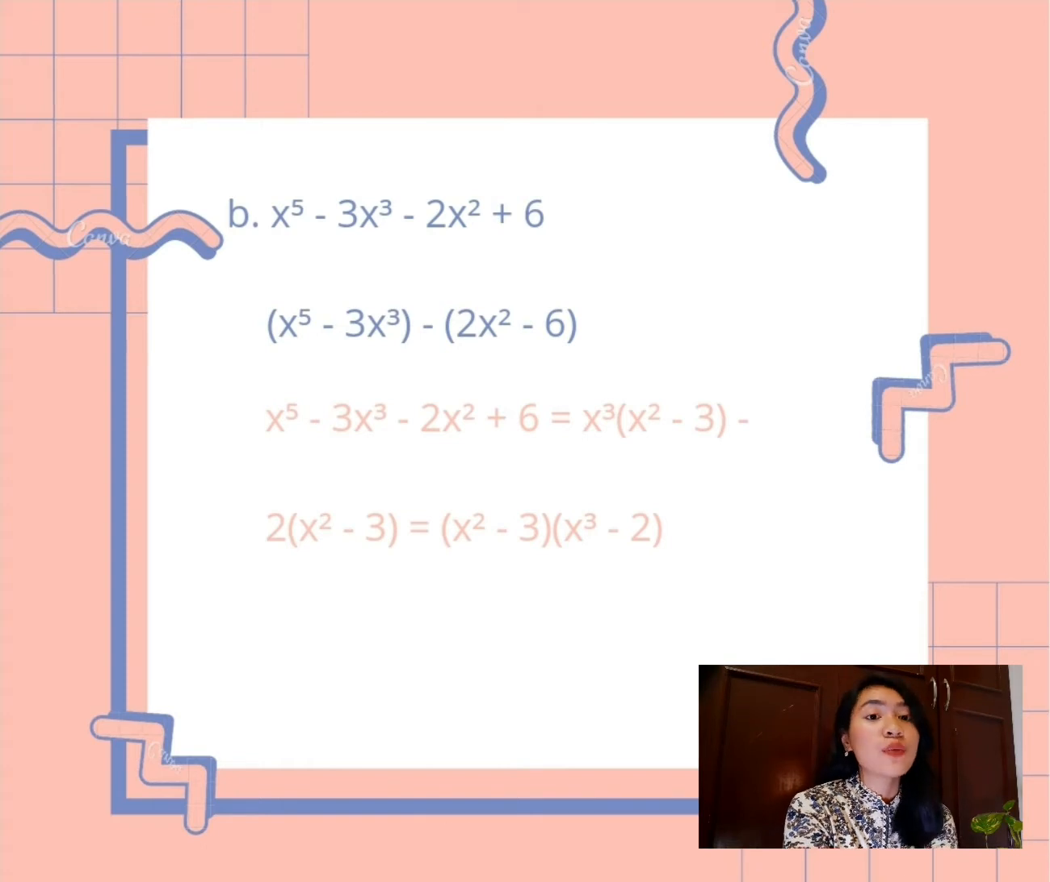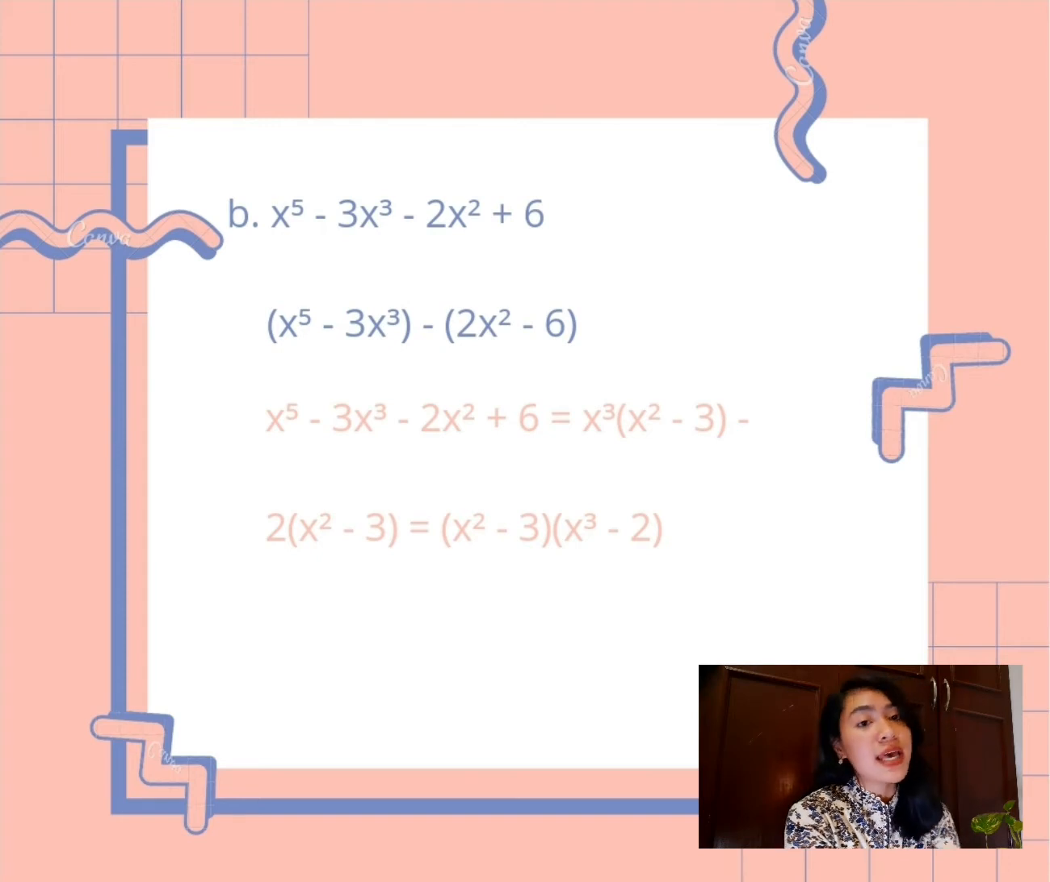Again, we can always distribute the negative sign back through the parentheses to make sure that we will get the original polynomial. So at this point, we can see that we can factor out an x out of the first term and a 2 out of the second term.